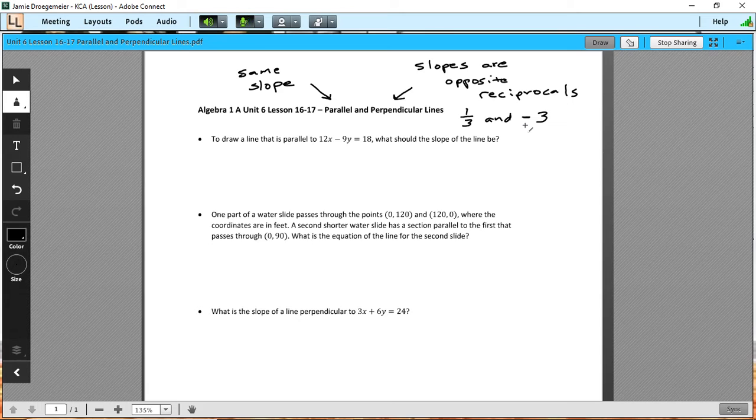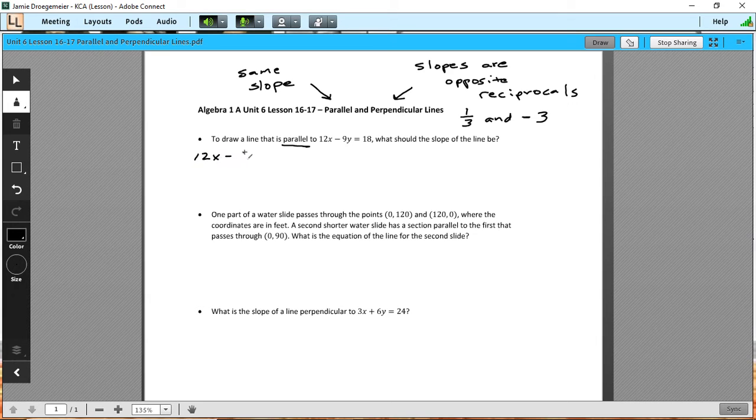So our first example says to draw a line that is parallel to 12x minus 9y equals 18, what should the slope of the line be? All right, so parallel means that the slopes have to be the same. So if we can find what the slope of this line is, then that's what the slope of any parallel line would have to be. And so to find that slope, let's get this into slope-intercept form.